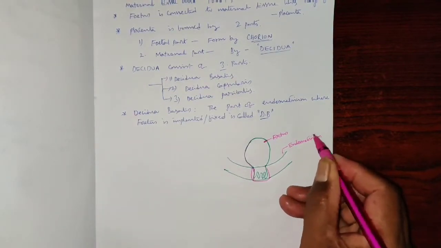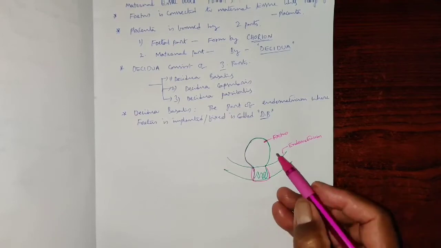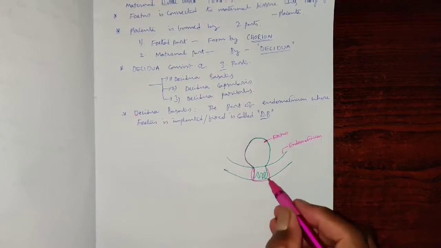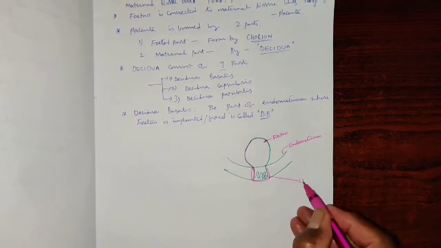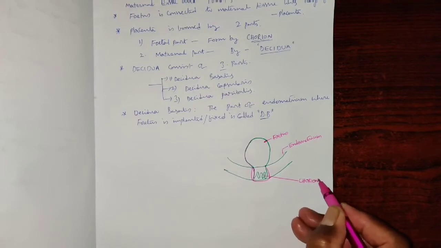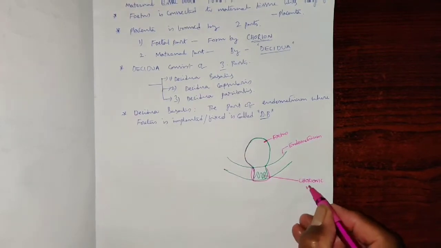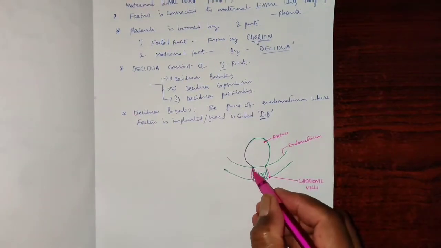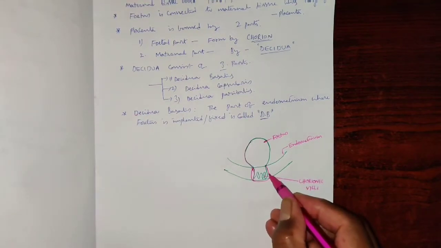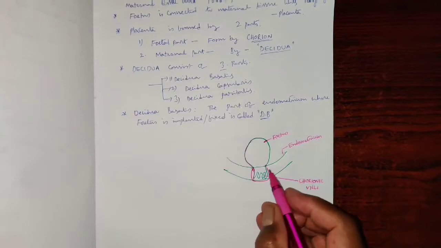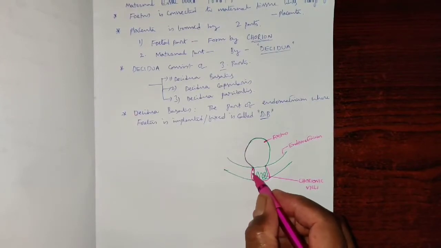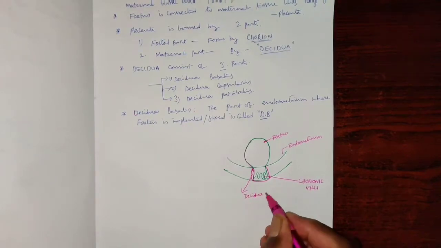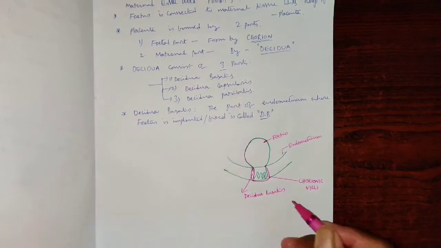Endometrium. With the help of finger-like projections, the fetus is connected to the wall of the uterus called endometrium. The finger-like projections are called chorionic villi. And this chorionic villi plays in the part of endometrial part. This zone you can call decidua basalis.